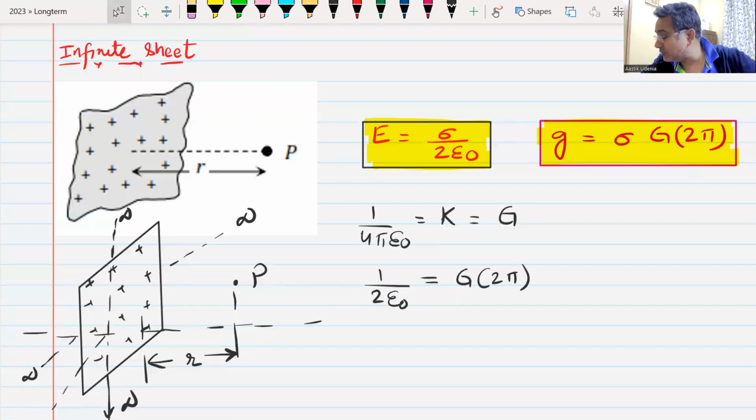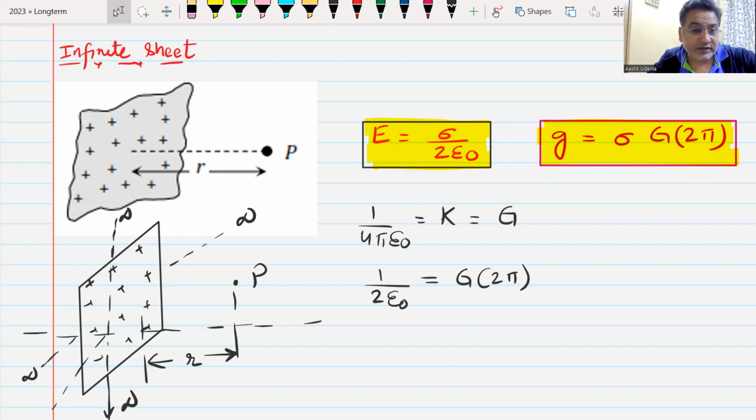Did I tell you that? Yes or no? Yes, sir. Any sheet, if the point is very near, it becomes an infinite sheet, and the electric field becomes sigma by 2 epsilon naught. Any formula that we are doing for electrostatic field is also valid for gravitational field. What you have to understand is 1 by 4 pi epsilon naught, which is k, is nothing but equal to g. So you put in place of k, you put g, then the formula becomes a formula for gravitational field.